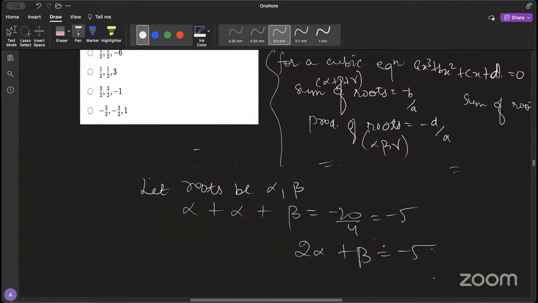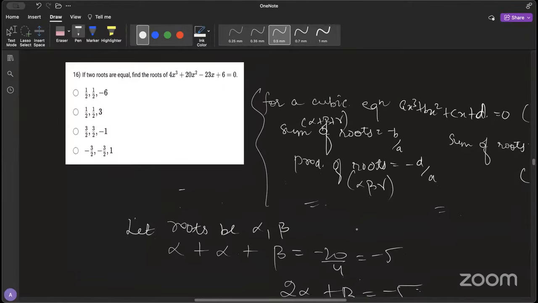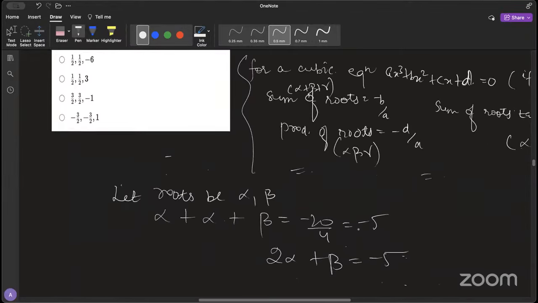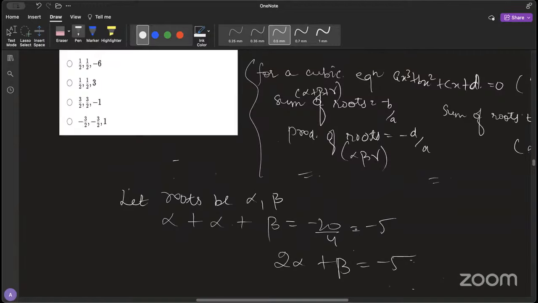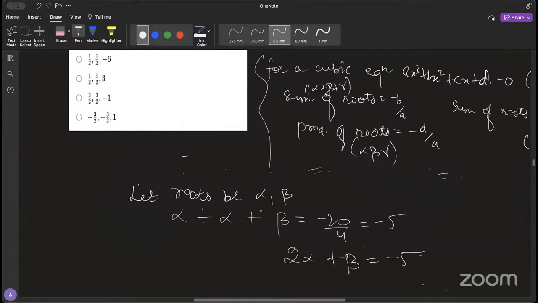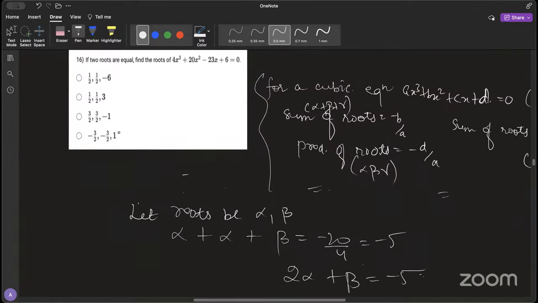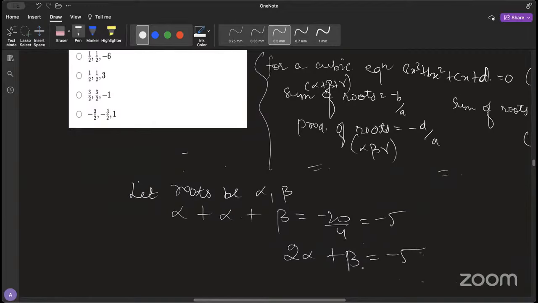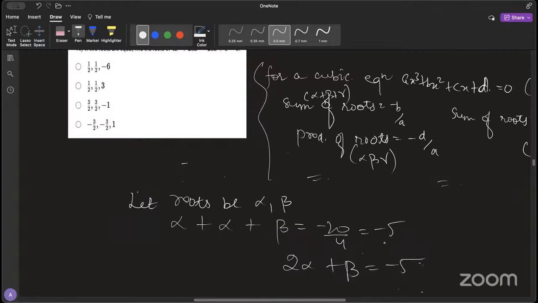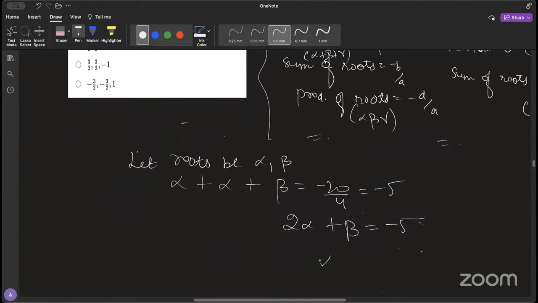And then you'll need one more equation to find the value of alpha and beta. If you're not using these options, then you'll need one more equation, right? We can use the product of roots. So let's take alpha square beta.